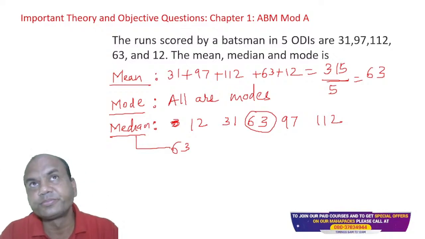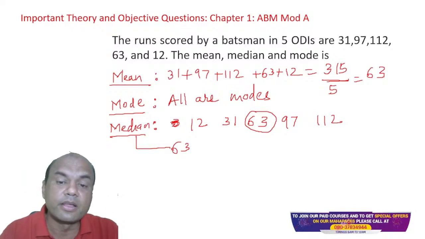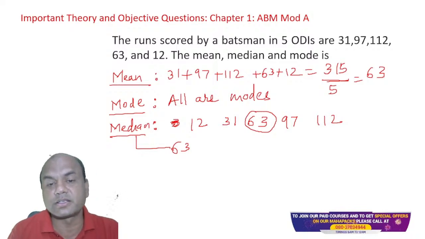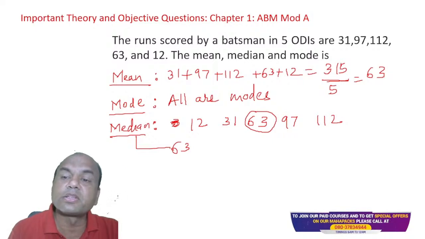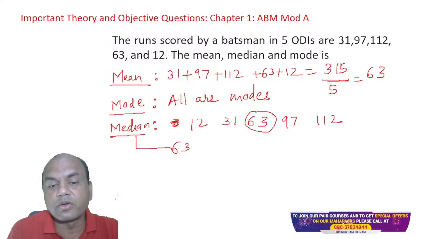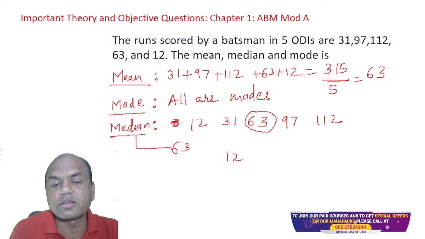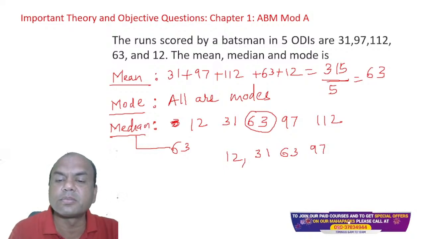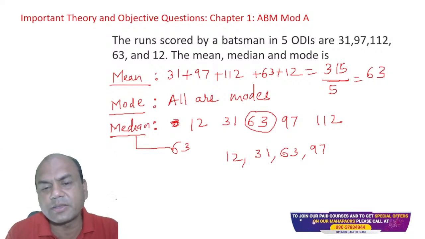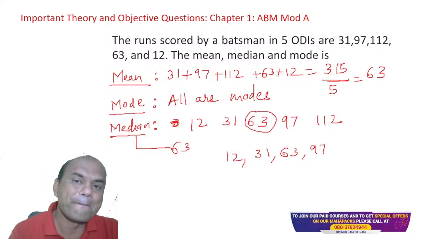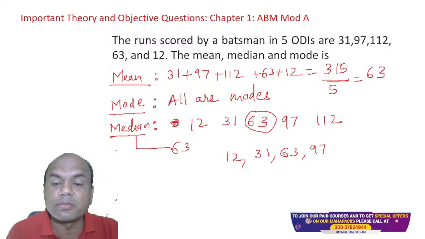Got it, everyone? How to find out the median? Arrange them in serial order. Now you'll ask me, sir, this is odd, that's why it's easy. Suppose there were only 4 numbers, 12, 31, 63 and 97. In that case, what to do? Arrange them in serial order and take the 2 central numbers. These are the 2 central numbers.